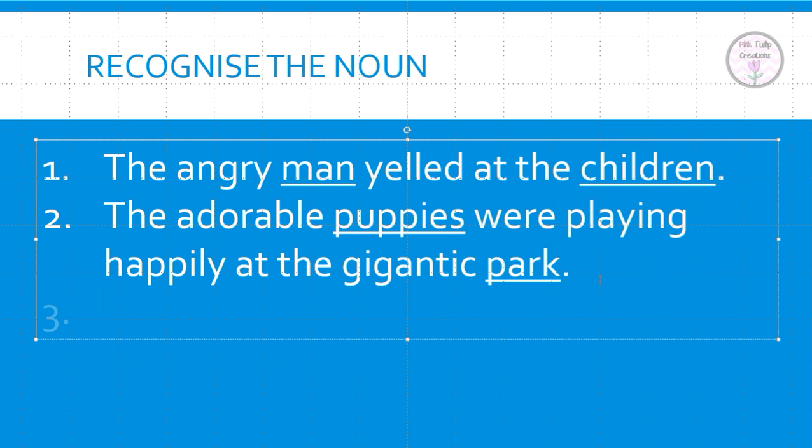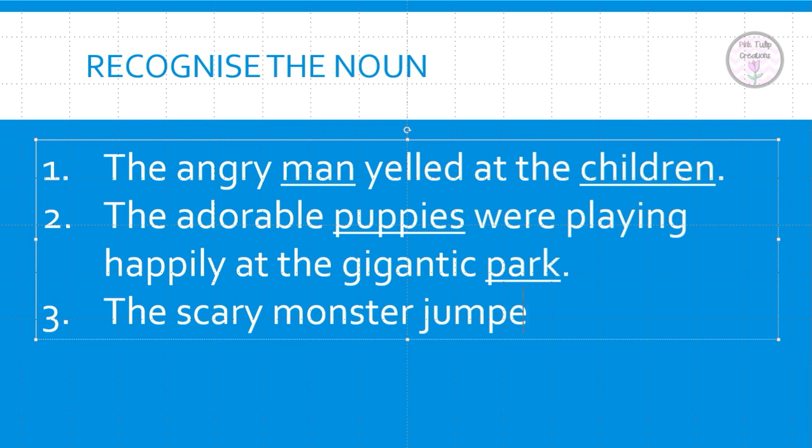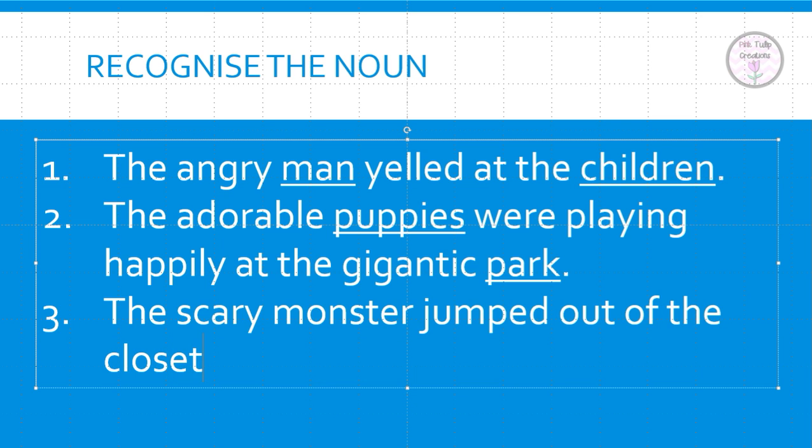So, let's see. Again, you have to recognize the noun. So you should be writing it down or you should be picturing it in your mind. The scary monster jumped out of the closet. There we go. The scary monster jumped out of the closet. So we need to underline the nouns in this sentence.